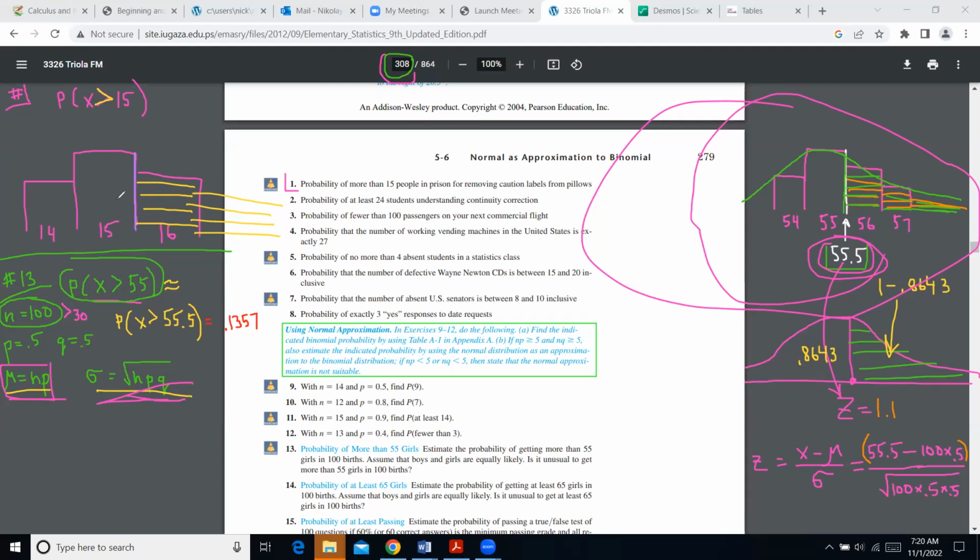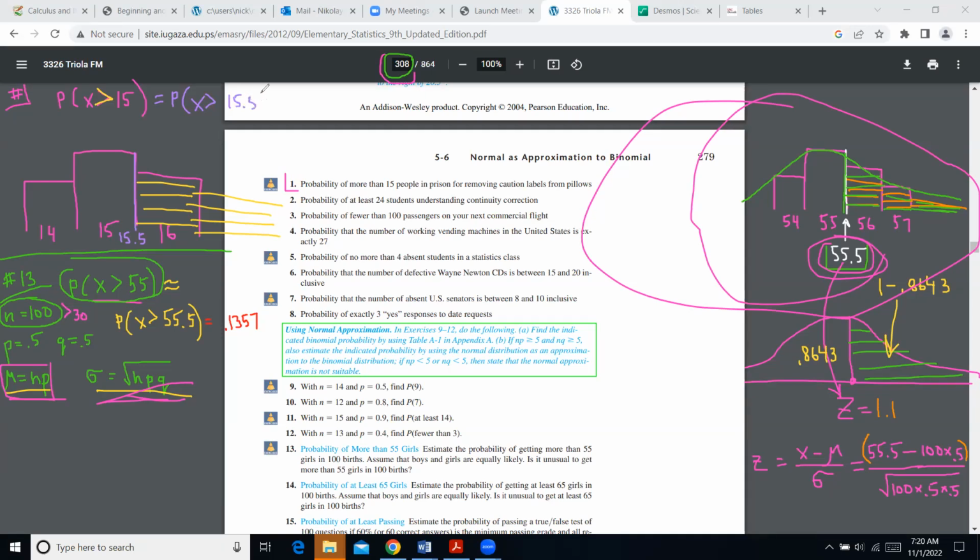You see where this highlighted region is. It's in between 15 and 16. So we say it's 15.5. And this is my approximation. So it'd be X is greater than 15.5.